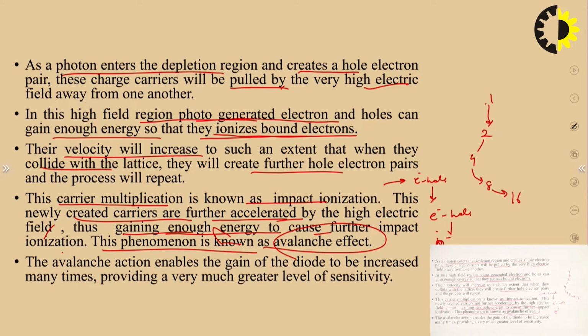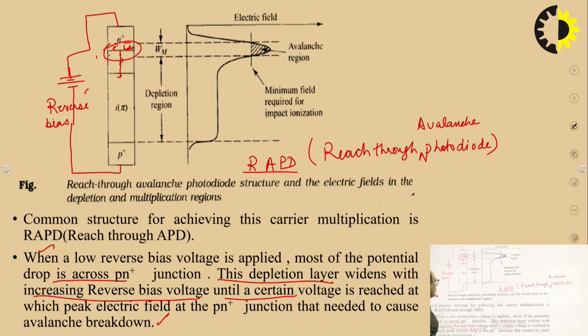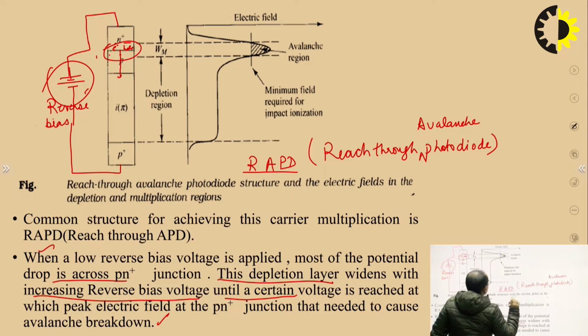This avalanche action enables the gain of the device to be increased many times, and this 1 to 16 represents the avalanche breakdown, or impact ionization, and this will decide the level of the sensitivity. Clear? The minimum field required for impact ionization is the threshold field, or you can say the minimum voltage which is to be applied in reverse bias at this junction. That is the threshold voltage. Clear?